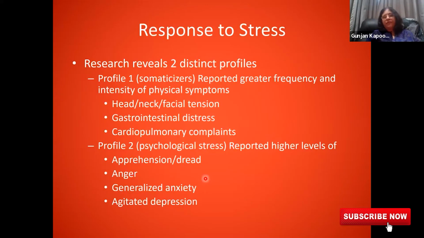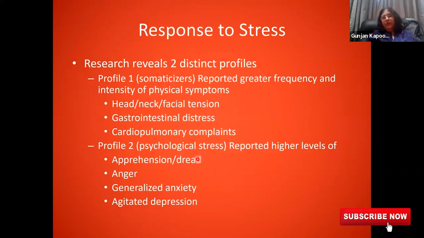Now, the researchers have found that once you get stress in your life, you react two ways. There are some people who are somatizers. That means their body responds to the stress, and people get stress headache. They can have irritable bowel syndrome or breathing difficulties or chest pain. All of us specialists will have some of the patients in our OPD coming to us with these kinds of stress. The other is not our body, but our mind reacts.